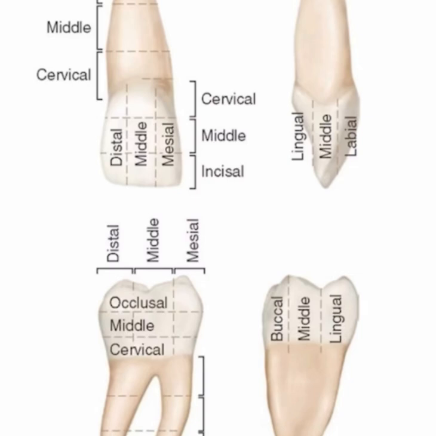Occlusal, the surface of the teeth that comes into contact during biting and swallowing, especially the top surface of molars and premolars. Middle, upper and lower jaw. Cervical, irregular margin that constitutes the boundary between the enamel covering the crowns and cementum covering the root.